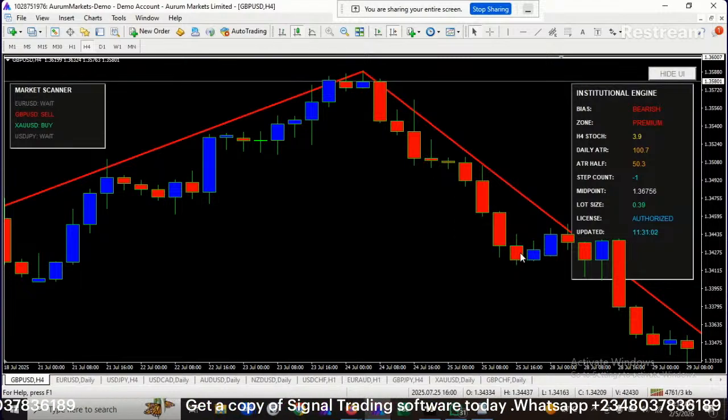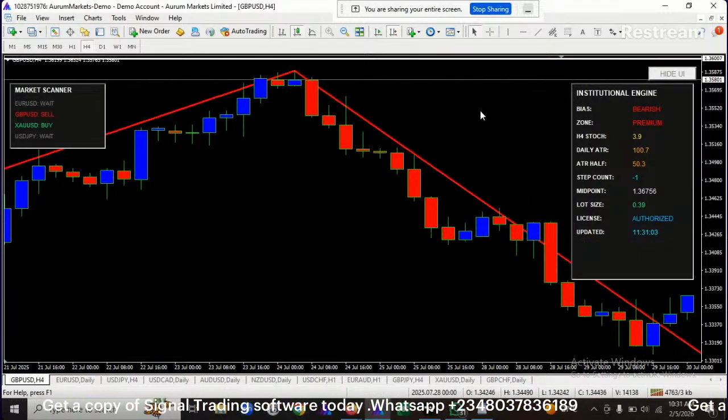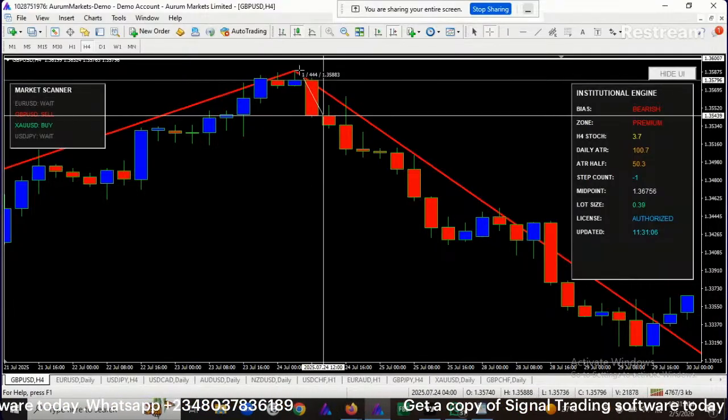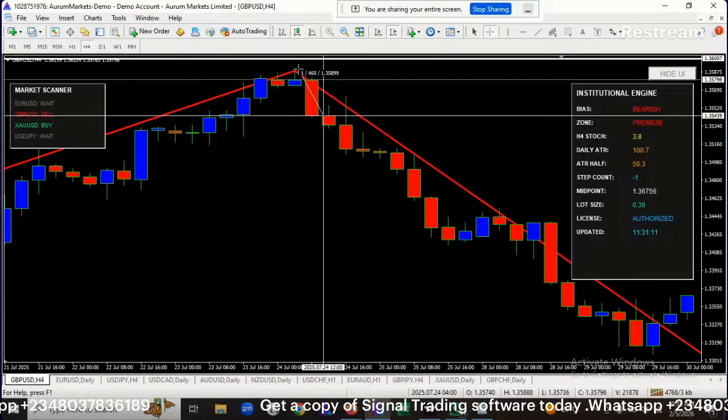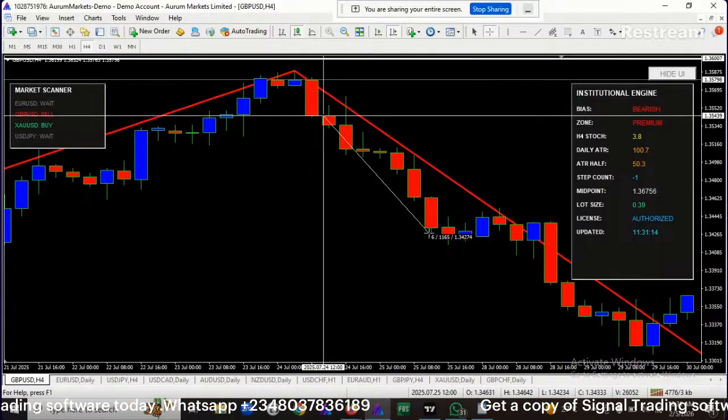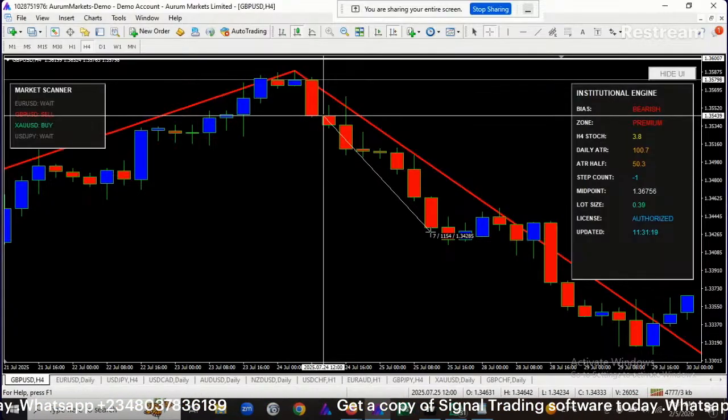But you see how much you left on the table. If you had executed sell here, your stop loss would be at this point. This is about 50 pips, and your take profit should be at least 100 pips. You can see at this point, you would have made over 100 pips. Your target should be 100 pips.